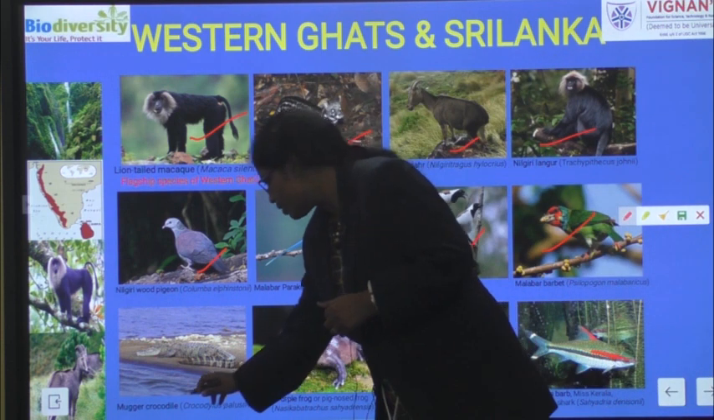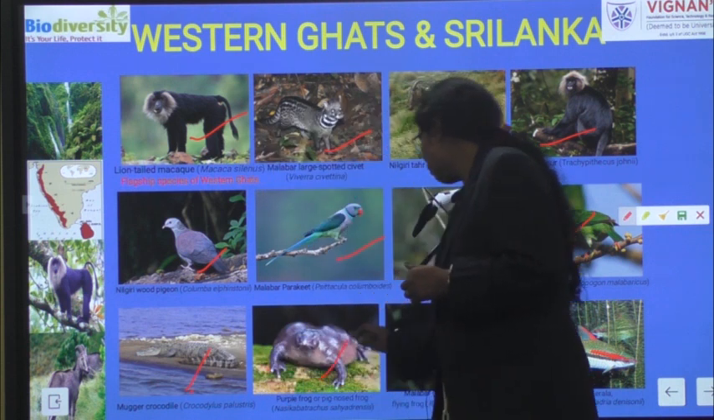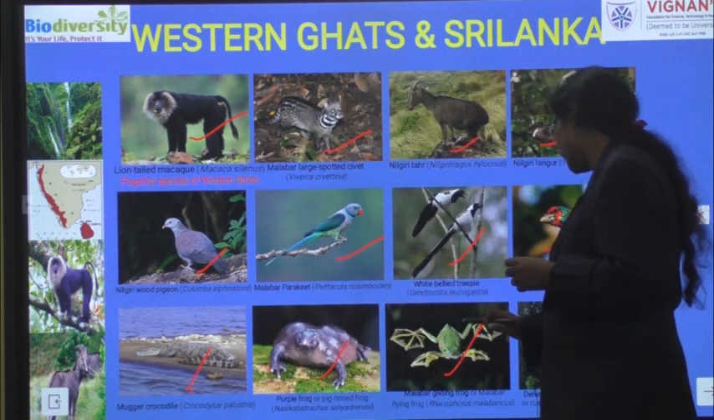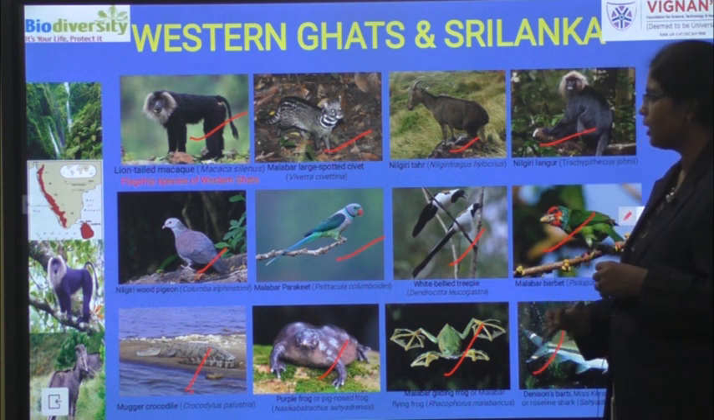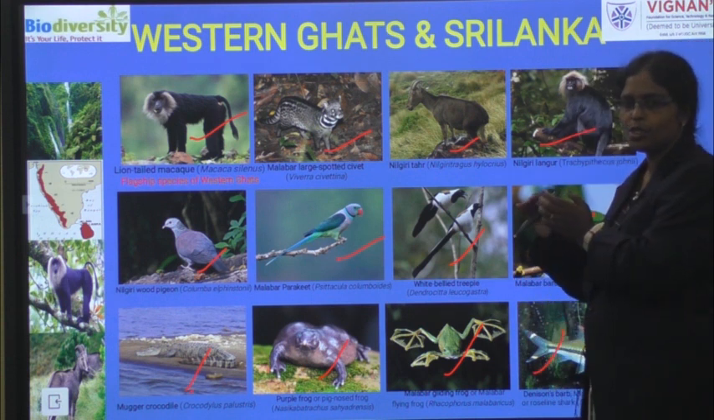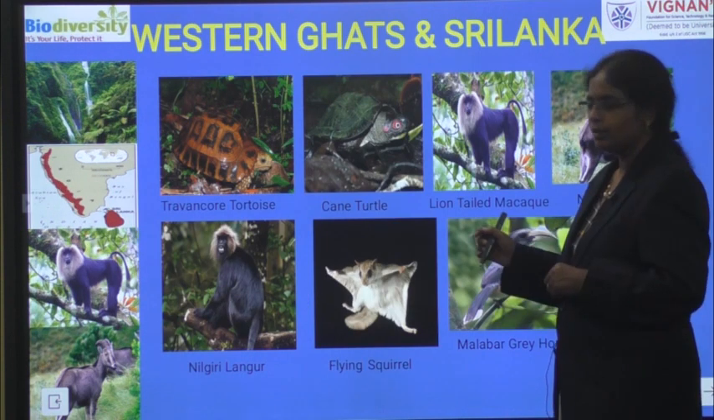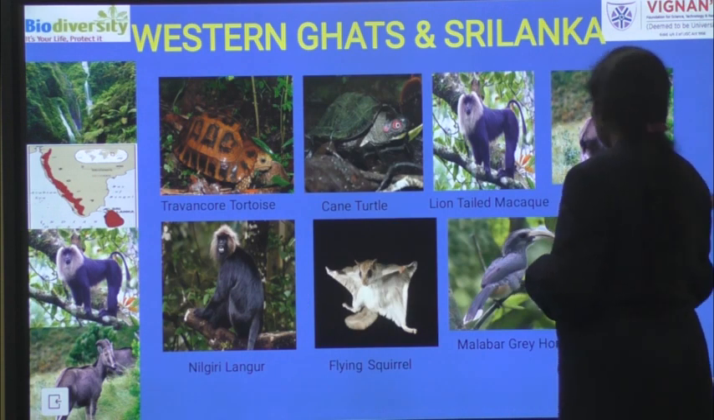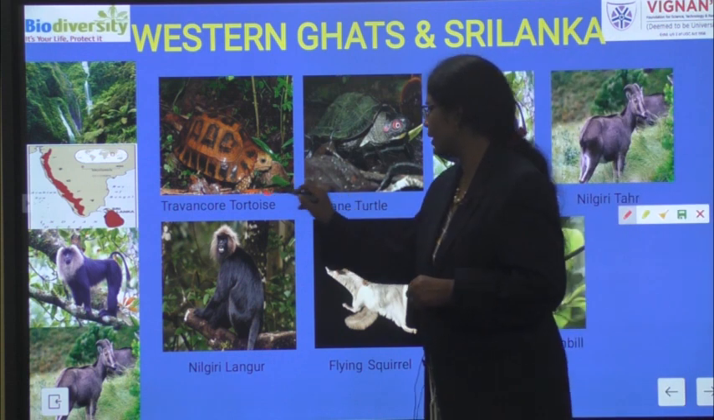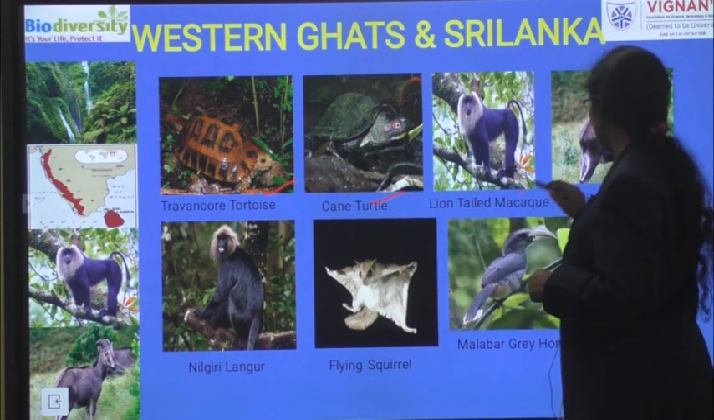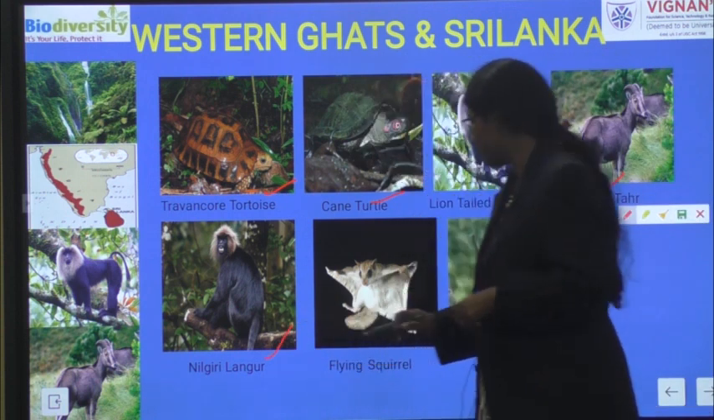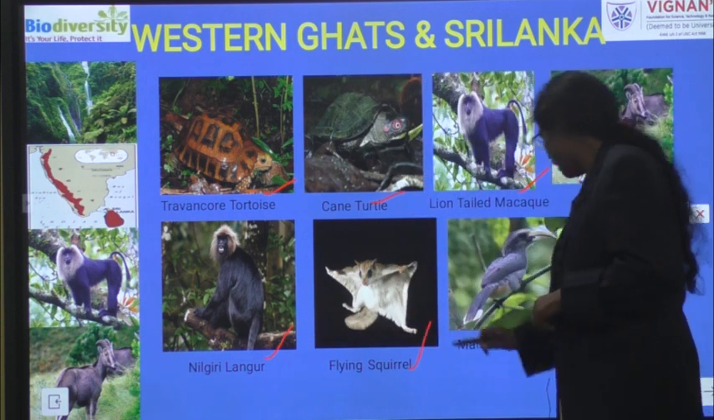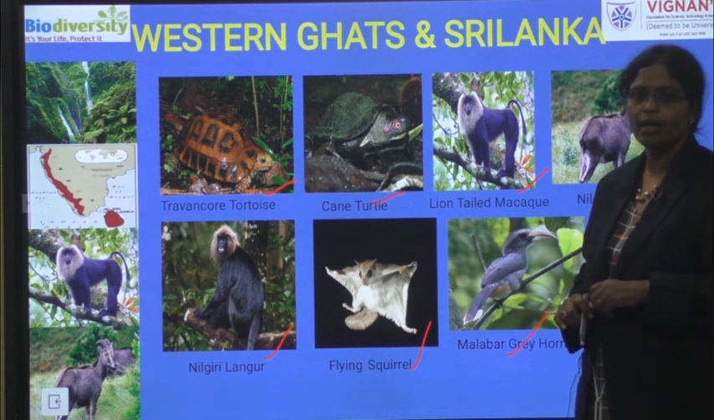And here you can observe the crocodile, the purple frog, the Malabar gliding frog, as well as the Denison barb. That is the variety of species confined or endemic to this particular region. The other fauna present in this region are the Travancore tortoise, cane turtle, lion-tailed macaque, Nilgiri tahr and langur, which we have seen in the previous slide, and then the flying squirrel and the Malabar grey hornbill.